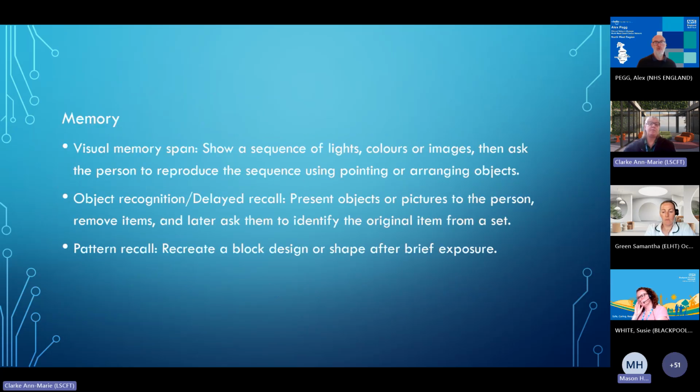Memory, you might have visual memory spans showing a sequence of lights, colours or images, and then asking them to reproduce what you've just done or arranging objects. That object recognition and delayed recall, so presenting objects or pictures to the individual, removing items and then asking them to identify the original item from the set. So things like Kim's game are quite good, but sometimes it's easier to do it with actual objects rather than pictures. And that pattern recall, so creating block designs or shapes after a brief exposure. They do a little bit of that in the CAM assessment.